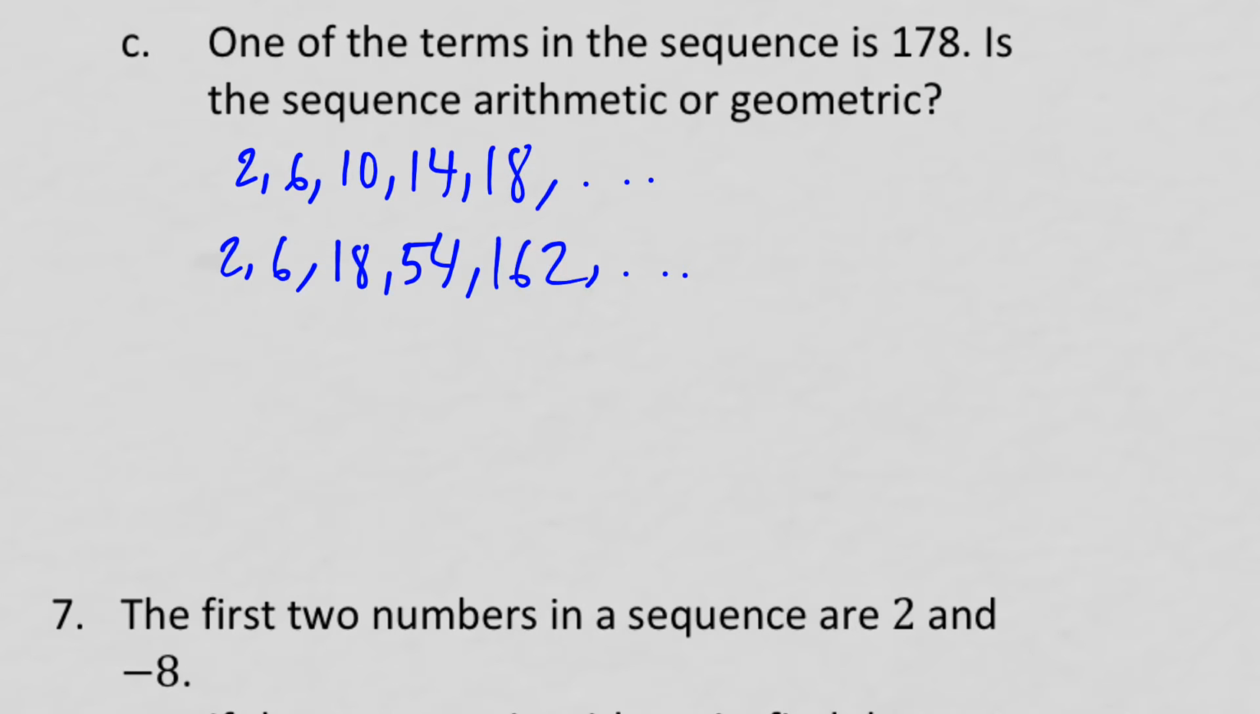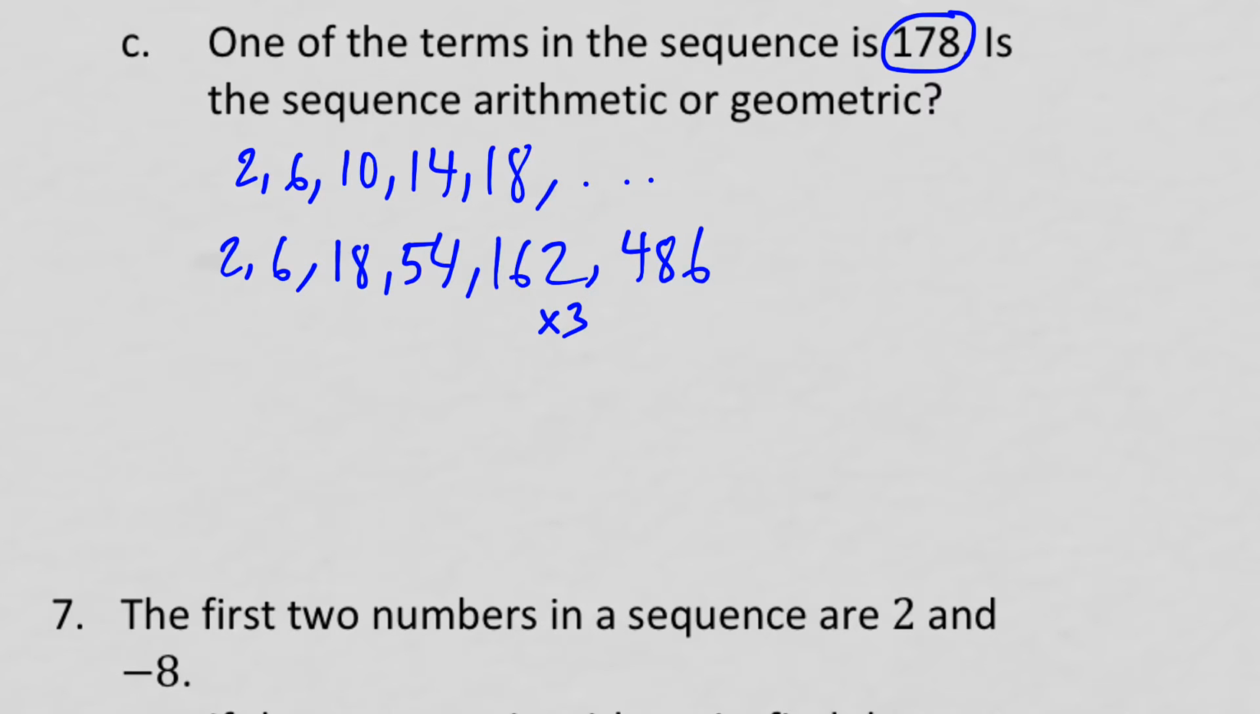Now, the easiest thing to do is to keep the geometric sequence going, because 178 is not that far away. So keep it going for a little while to see if you hit 178. So what's 162? Keep it going, times 3. I'm going to punch that into a calculator. And I get 486. So right away I know it's not geometric, right? One of the terms is 178. If I follow this sequence, I basically skipped 178. It's not in this sequence. It's got to be in that one.